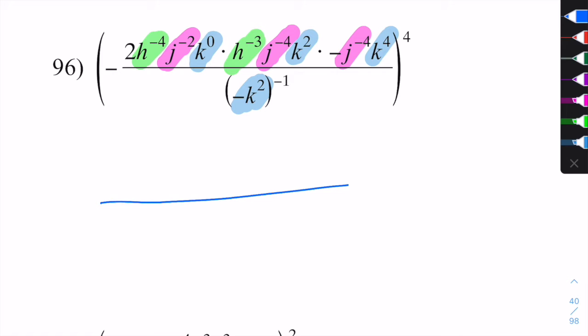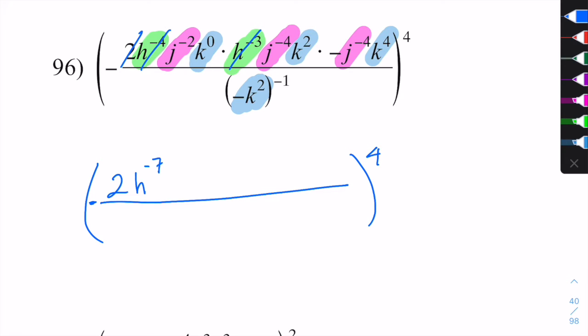Wow. We definitely want to simplify things inside before we distribute that 4 on the very outside. Don't forget that negative in front of the parentheses, in front of the fraction, inside of the parentheses. 2 we'll put up there. Let's combine our h's, even though you might go ahead right away and move it to the bottom. I'm just going to leave it up top, one thing at a time, and leave it as h to the negative seventh.